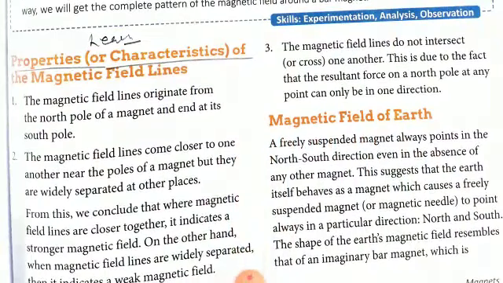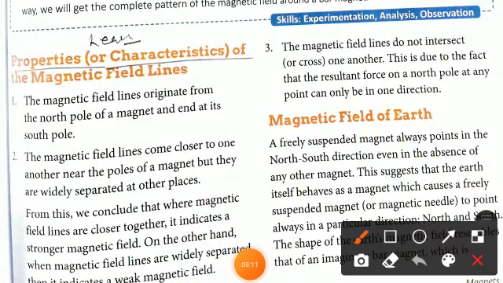Now we will move to the properties of magnetic field lines. Here you can see that the magnetic field lines originate from the north pole of the magnet and end at its south pole. So the first property says that the magnetic lines of force always originate from the north pole of the magnet. As we have already studied, a magnet has two poles and they always exist in pairs, so a magnet has a north pole as well as a south pole. So what is written here? The magnetic lines originate from the north pole of a magnet and end at its south pole.